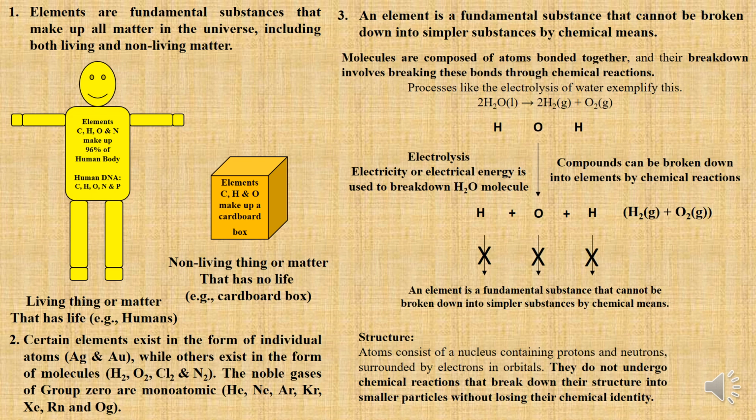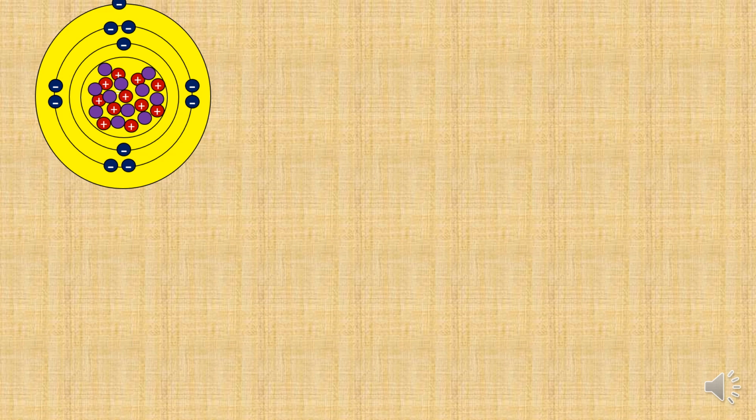Let us recall the structure of an atom. Atoms consist of a nucleus containing protons and neutrons surrounded by electrons in orbitals. They do not undergo chemical reactions that break down their structure into smaller particles without losing their chemical identity. Let us consider an example of a sodium atom and understand why it is difficult to break down an atom.